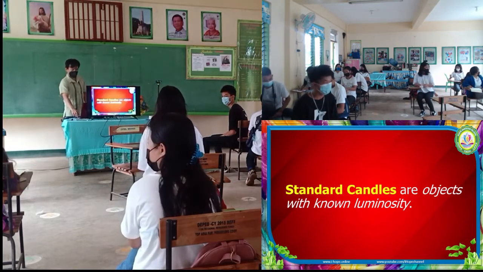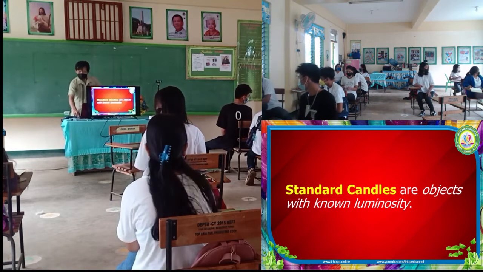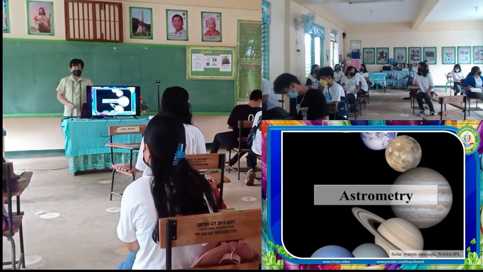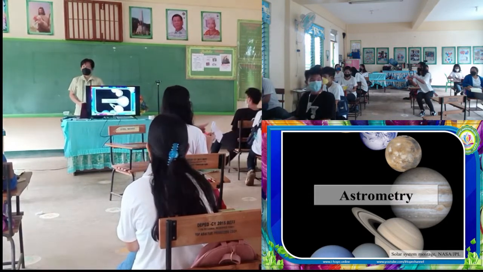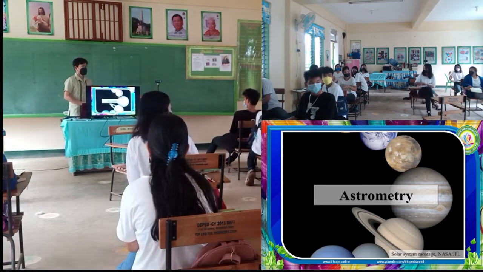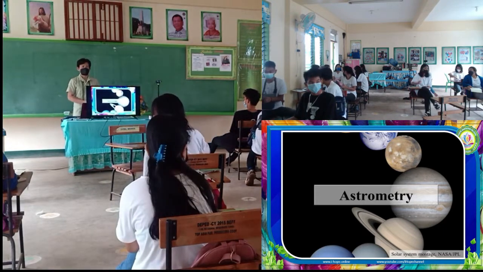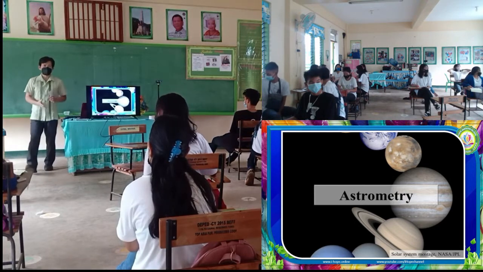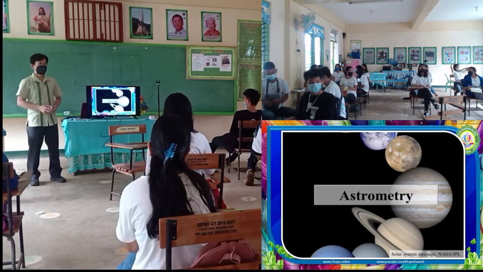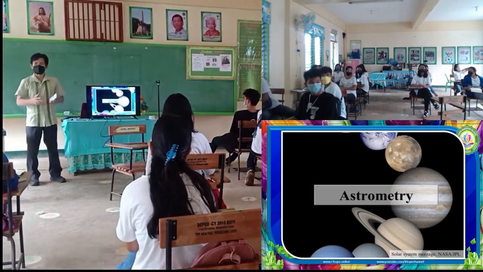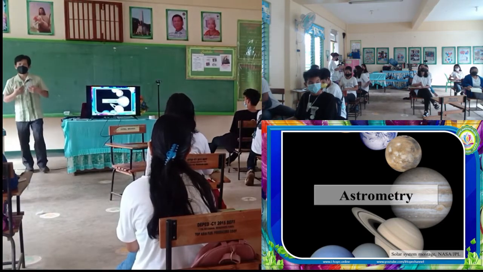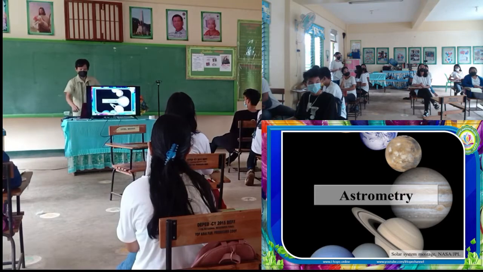Okay, so let's proceed to the lesson. Okay, so astrometry. Based on the definition, astrometry deals with the measurement of distances and motion of celestial objects. So, in the field of astrometry, we're going to study the distances of celestial bodies, and not only the distances, but their apparent motion, whether it is moving away or moving closer to us as viewers of the celestial bodies.